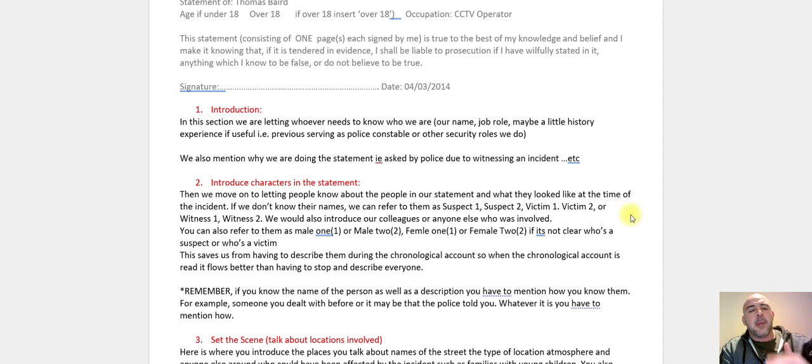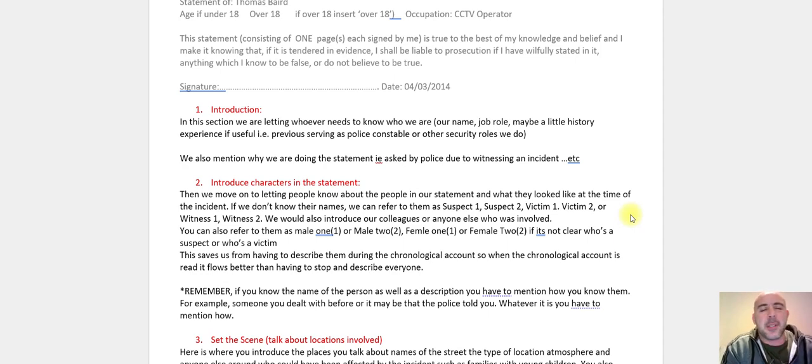So, one, we've got the introduction. Two, we introduce the characters. In this section, we're letting people know who's involved. It could be suspect one, suspect two, victim one, victim two, or witness one, witness two. We would also introduce our colleagues or anyone else who was involved. It might be someone who was with us helping us stop the incident, or who was another witness as well. We can also refer to them as male one and male two, or female one or female two.